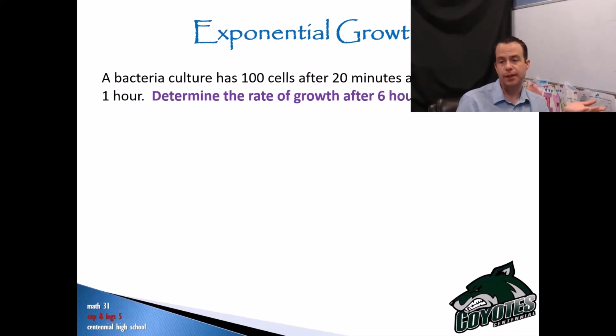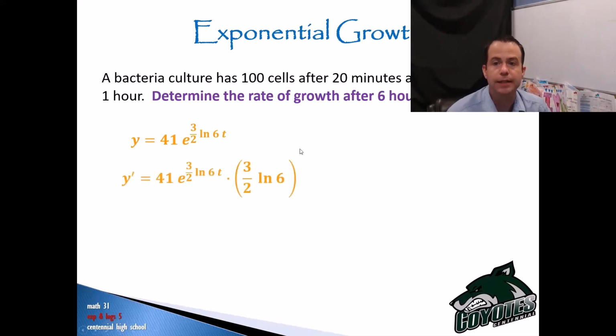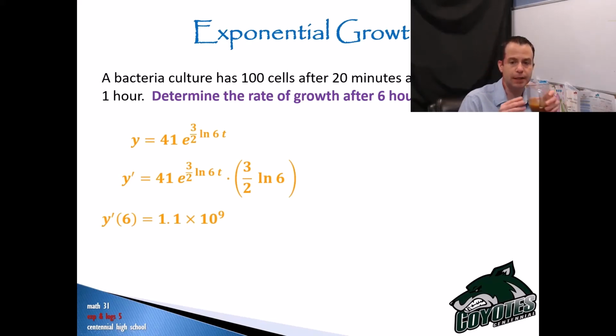So now that's just a t value. I know my equation was y equals 41 e to the 3 over 2 ln 6 t. I've got to take the derivative and plug in 6. Because it asks for the rate of growth, I'm taking the derivative. The derivative of 41 e to that will be 41 e to that times the derivative of the inside function. The inside function derivative would be 3 over 2 ln 6. And now I just need to plug in 6 for t. So plugging in 6 for t, I get 1.1 times 10 to the 9.